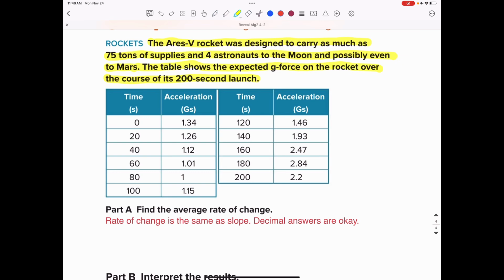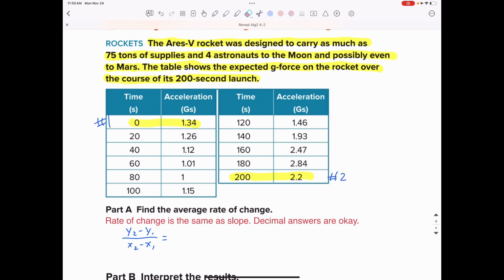In cases like that, if we're just finding the average rate of change over the entire launch, we're going to use the first ordered pair and the last ordered pair. So we are going to be finding the slope between those two values first. Using the slope formula, which is y2 minus y1 over x2 minus x1, we'll call this our second point, and we'll call this one our first point.